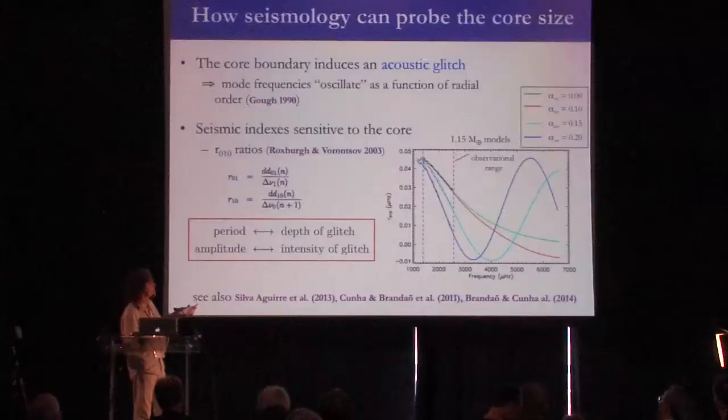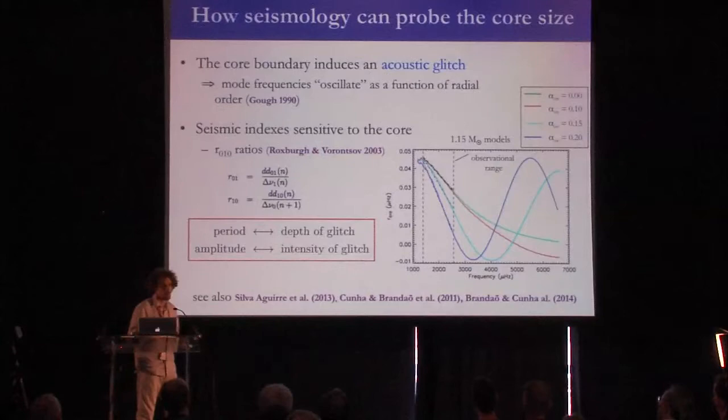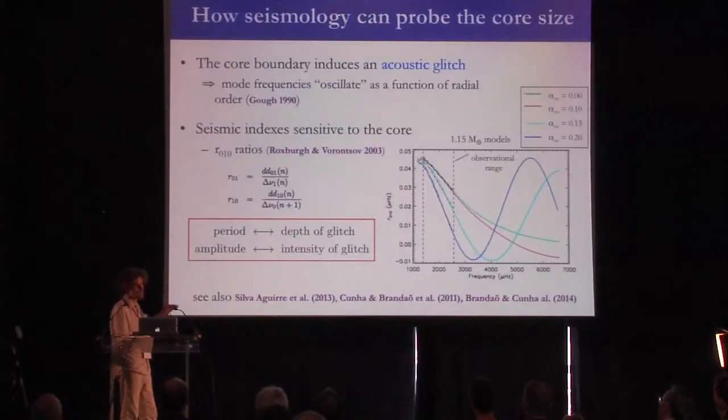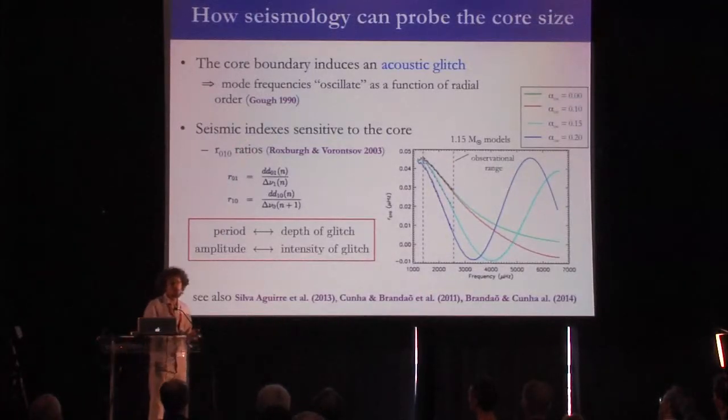So we've heard during the beginning of this conference about glitches. At the boundary of the core, there's a jump in the chemical composition, and this induces a glitch in the sound speed profile. And acoustic modes are sensitive to that type of glitch. It's been known for a long time that mode frequencies oscillate as a function of the radial order. And that's particularly well seen in the small separation between l equals 0 and l equals 1 modes, which is very sensitive to the core.